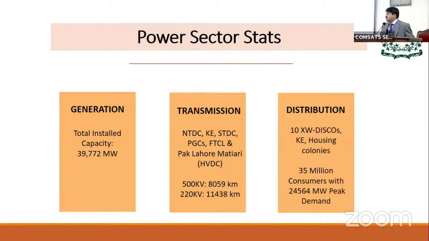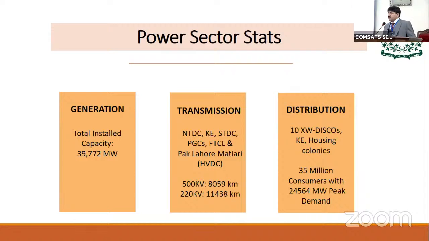Just to give a snapshot, starting from the generation side through transmission and distribution, how we are progressing and what the current status is at the moment. The installed generation capacity is 39,772 megawatts. This includes the generation capacity installed in the K Electric area. In the transmission segment, we have a 500 kV network of over 8,000 kilometers, and a 220 kV network of more than 11,000 kilometers. The players playing an important role in the transmission network include NTDC, K Electric, Sindh Transmission and Dispatch Company, Provincial Grid Company of KP, Fatima Transmission Company Limited, and Pak Matiari Lahore Transmission Company, which has just recently been commissioned.